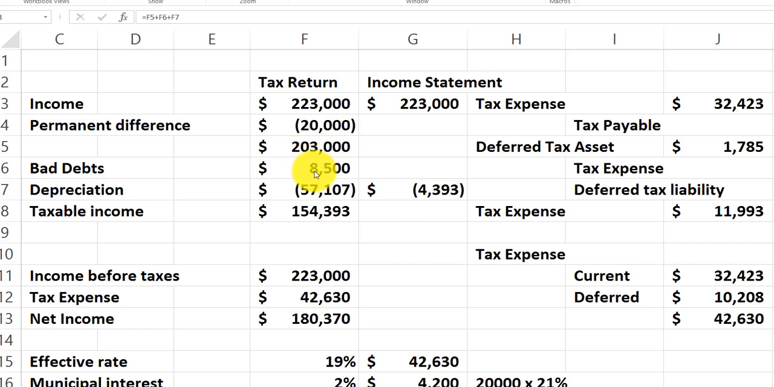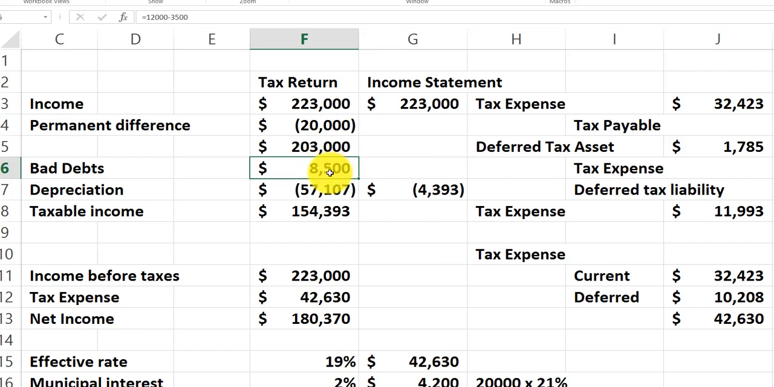There are also two differences that are temporary. One is bad debts and the other is depreciation. Now, bad debts is the difference between the allowance, how much we estimate our bad debts are, and what we can actually write off for tax purposes. And the difference is always in the allowance for bad debts account. That's what's nice about bad debts, is we are tracking the difference all along, because the allowance goes up with an estimate and it goes down with write-offs. So the difference is $8,500.